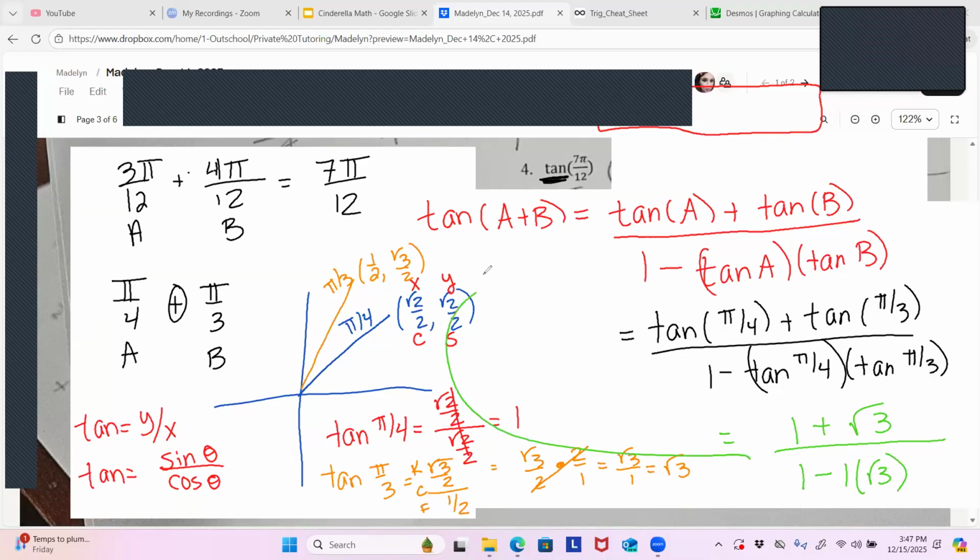So this would give us a final answer of 1 plus root 3 over 1 minus, because 1 times this would just be root 3. You are typically allowed to leave roots on the bottom here. If you have a really uptight teacher, you might have to rationalize it, but 9 times out of 10, we can just leave them.